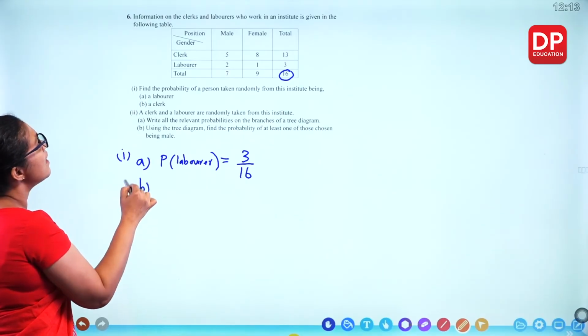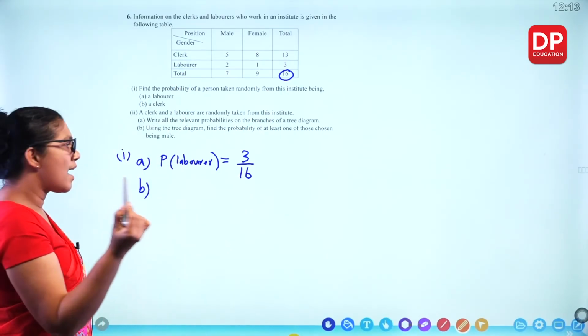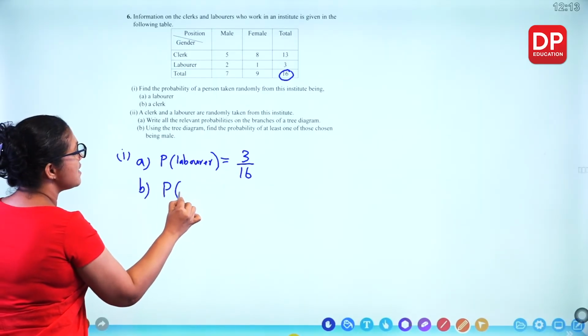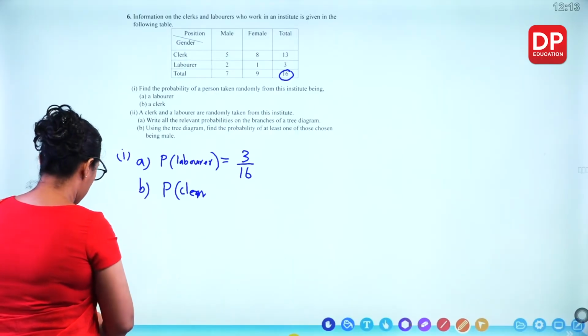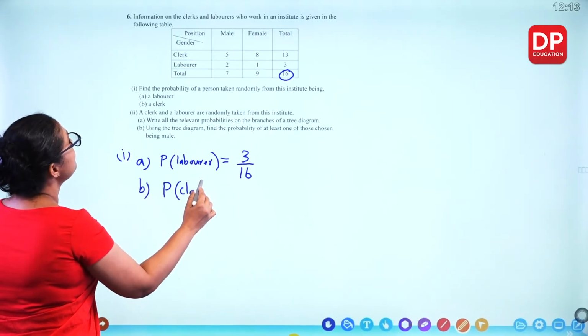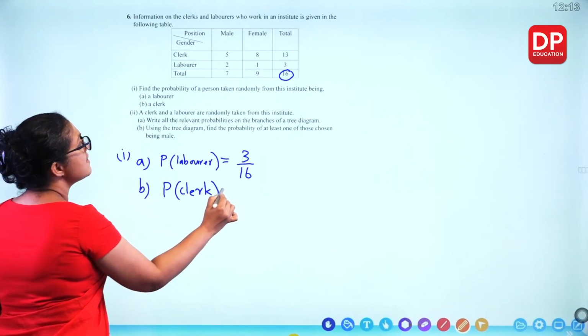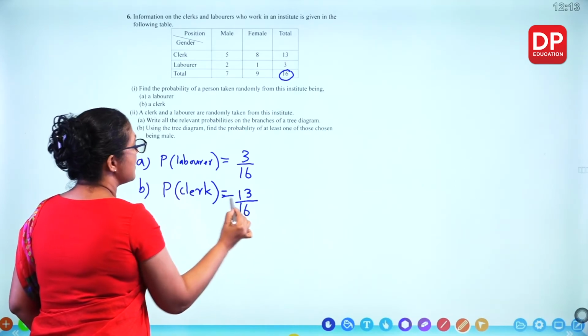Part B, a clerk. How many altogether total? 13 clerks are there. So probability of clerk is 13 over 16.